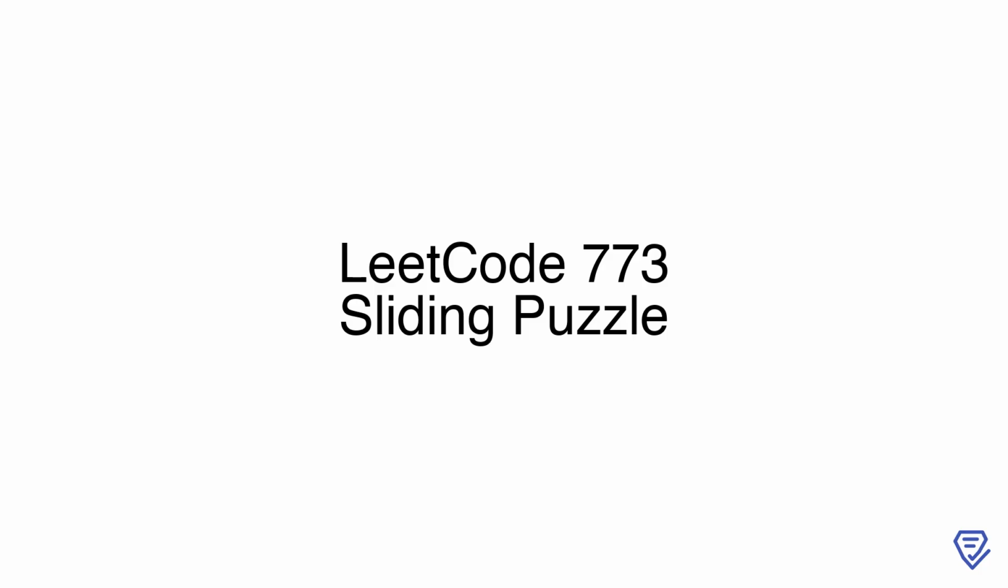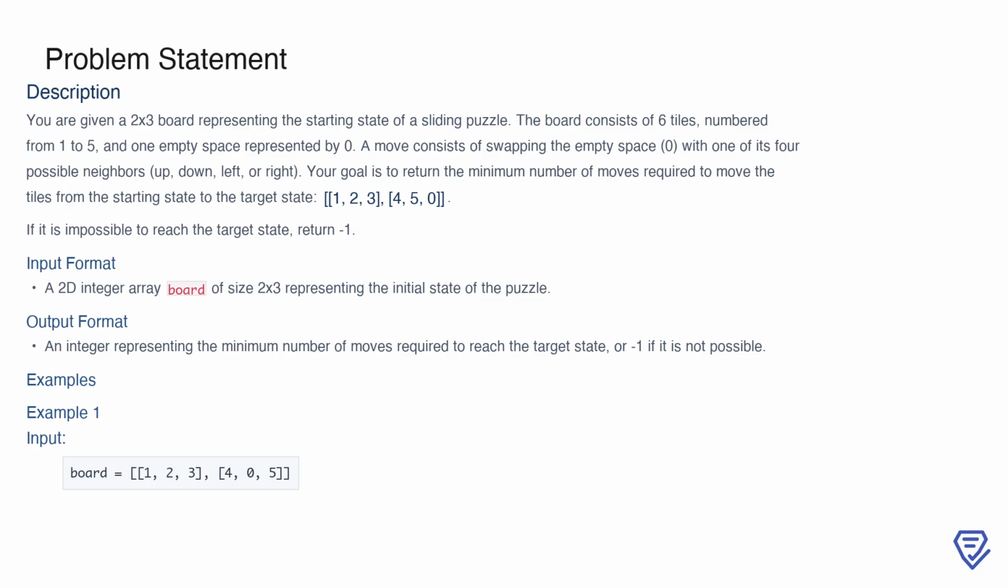Let's dive in. In this problem, we are working with a 2x3 sliding puzzle board. The board is made up of 6 tiles, where 5 of them are numbered from 1 to 5, and 1 tile represents an empty space, which is denoted as 0. The goal is to arrange the tiles in a specific target state, 1, 2, 3, 4, 5, 0. To do this, we can move the empty space by swapping it with one of its neighboring tiles, which can be above, below, to the left, or to the right of it.